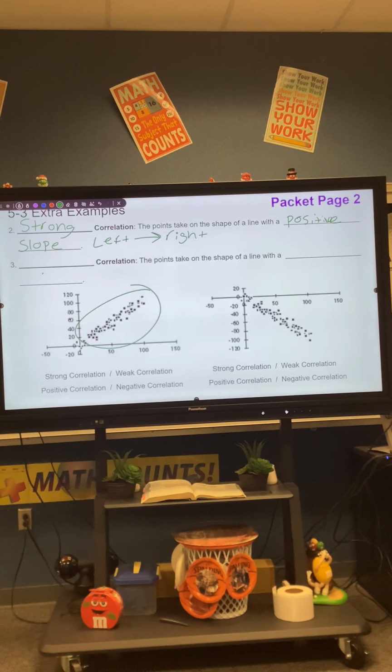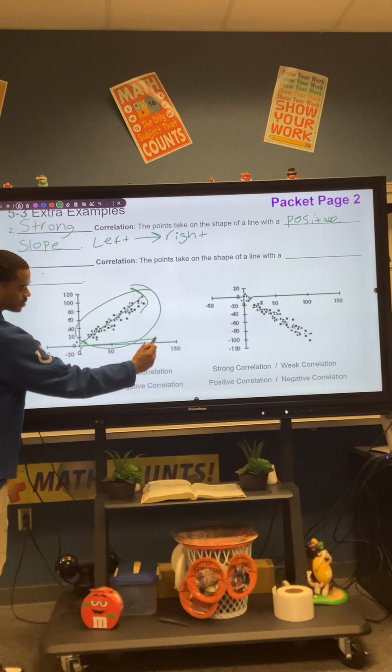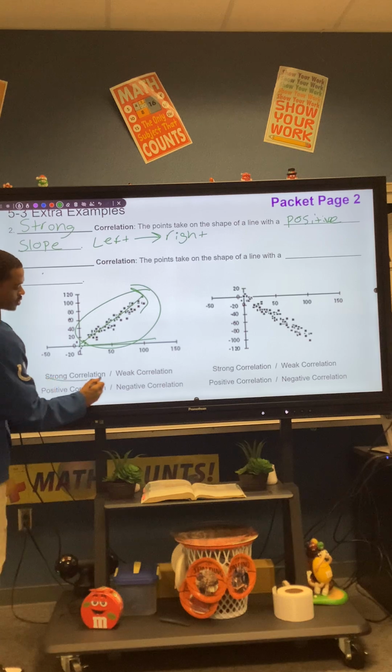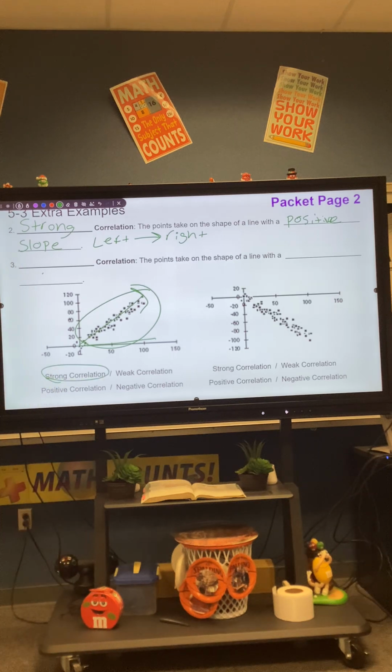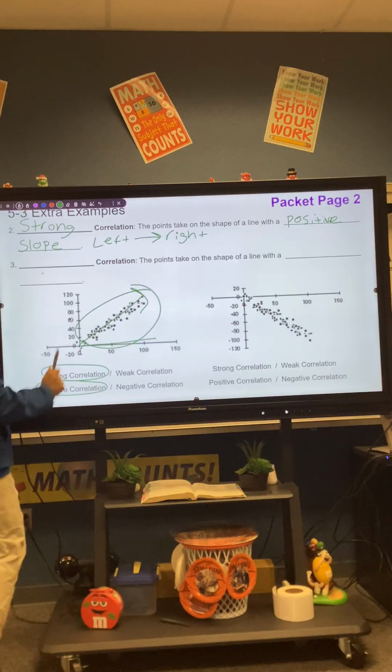Strong correlation, right? We've got a line that's going where? Left to right. Y'all see how it's going left to right? Strong correlation. Like we said, since it's also going left to right, that means it's positive, because as our x value increases, our y values generally do what? Increase.